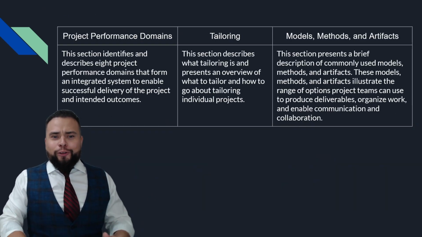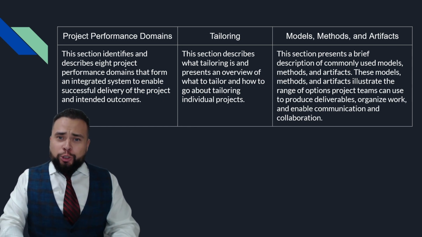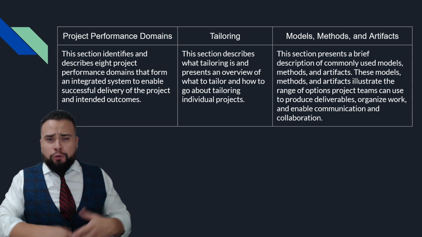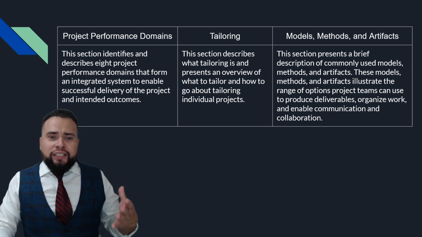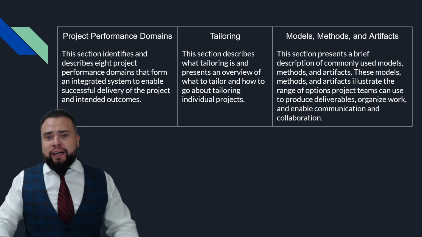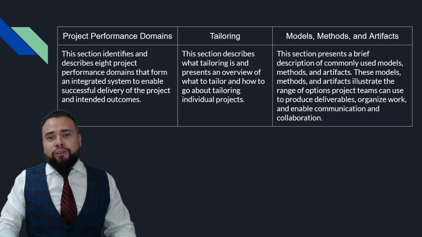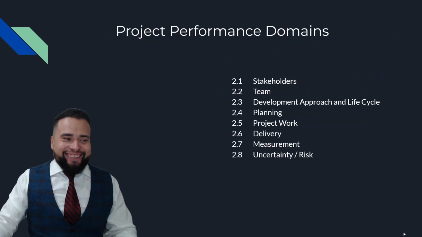All right, guys, there are 3 sections to the project management body of knowledge. And we kind of went over this earlier when we talked about the different chapters, chapter 2, 3, and 4. Well, chapter 2 is the project performance domains. Chapter 3, tailoring. And then chapter 4, models, methods, and artifacts. Okay, quick quiz. What did I say was the definition of artifacts? And what is an alternative word that you could use that's more commonly used? All right, it's templates. I hope you got that right.